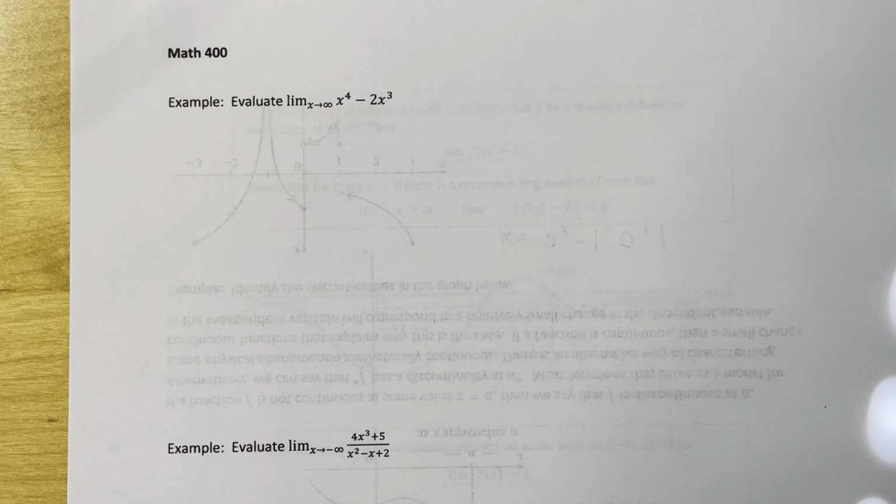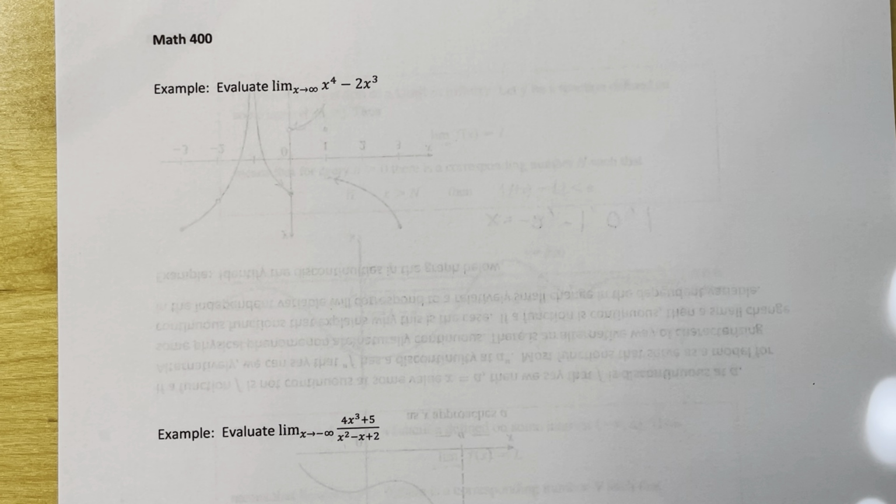Okay. Let's take a look at a few more. So here we're evaluating the limit as x approaches infinity of a polynomial with more than just one term. So it's x to the fourth minus 2x cubed. There's a couple of approaches we could take here. I could look at the graph, but we want to be able to evaluate these limits without needing the graph handy.